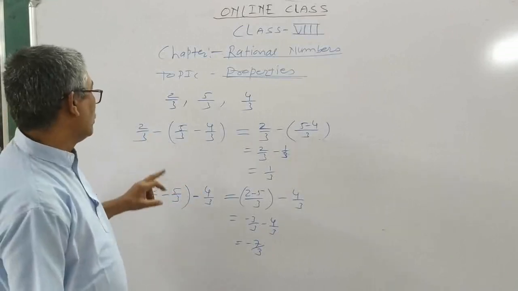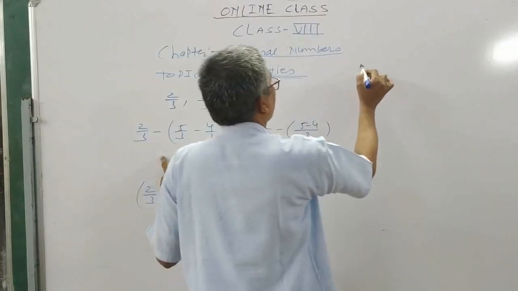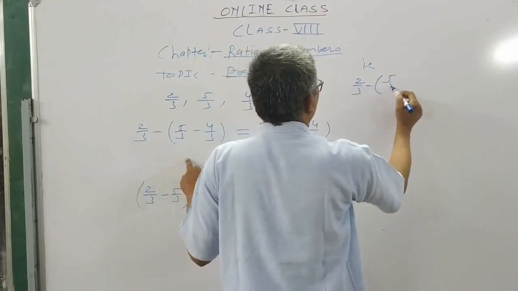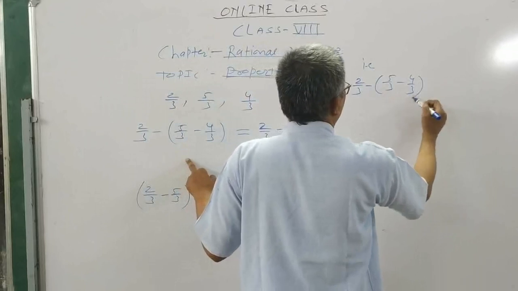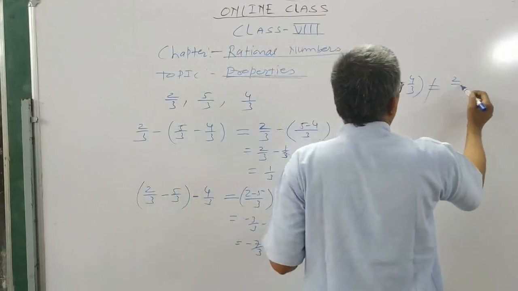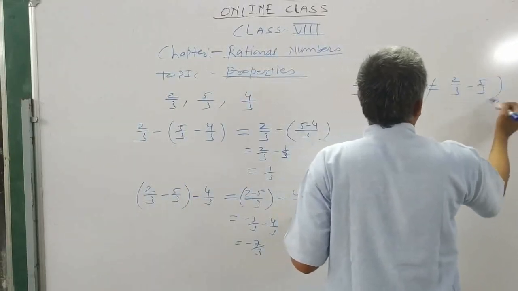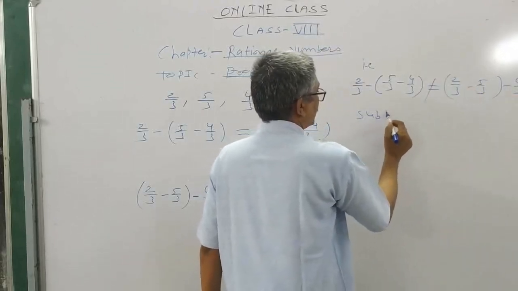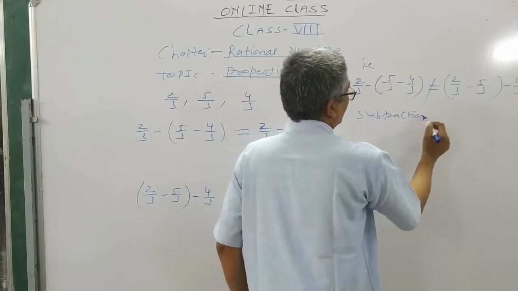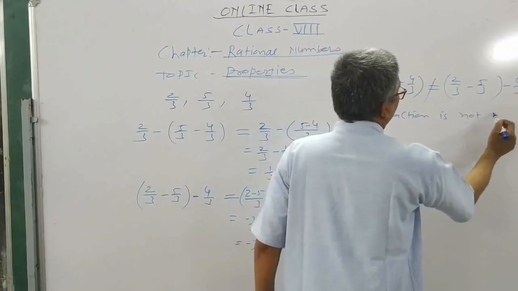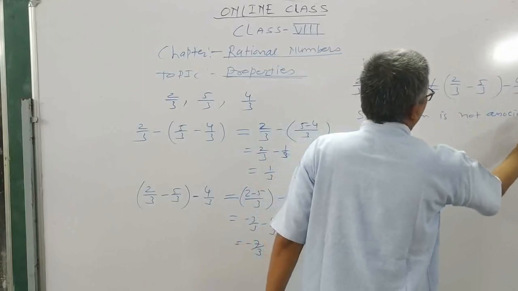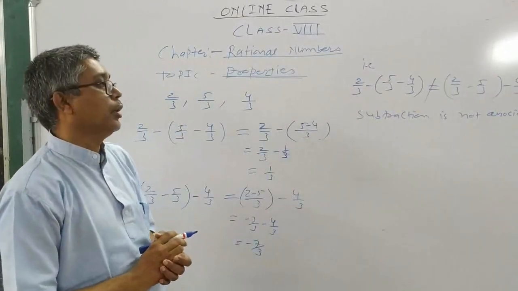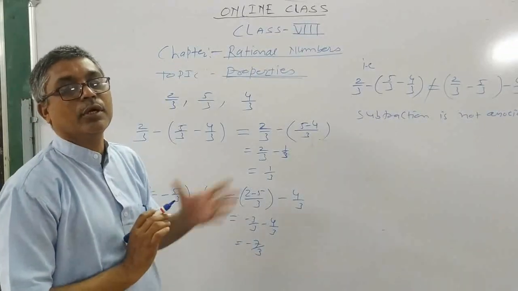ठीक है, तो हम इस प्रकार लिख सकते हैं, that is, 2/3 minus (5/3 minus 4/3) is not equal to (2/3 minus 5/3) minus 4/3. And then we write subtraction is not associative. Subtraction associative नहीं है, ये हम लिख सकते हैं, ये हम कह सकते हैं.